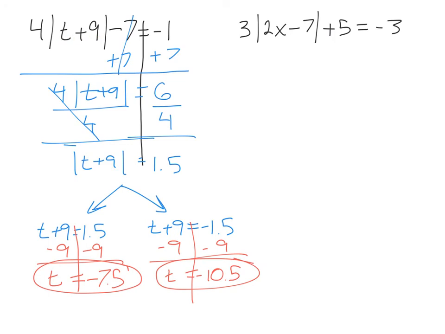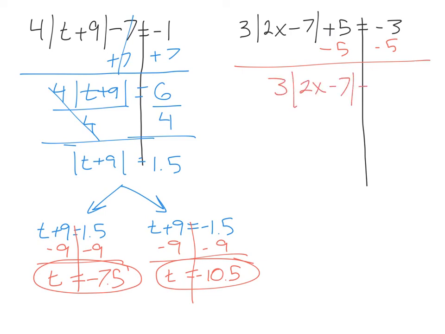In our second example here, our last example, we're going to do the same thing. Let's isolate the absolute value. We are going to subtract 5 to start. And we have 3 times the absolute value of 2x minus 7 equals negative 8. And then I'm going to divide by 3, and I get the absolute value of 2x minus 7.